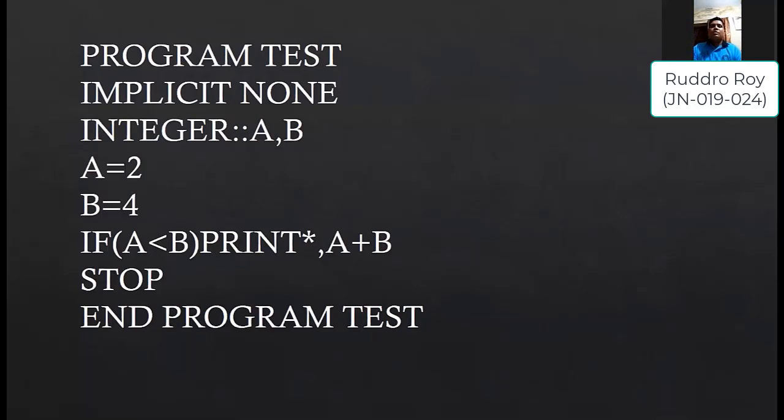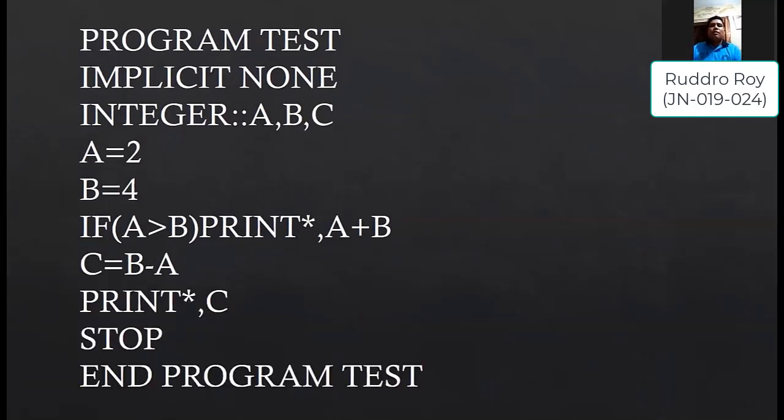Now I am going to give you an example. Here we can see two variables a and b, and they are integer data type. Assume that a is equal to 2 and b is equal to 4. You can take this input by using a read statement. Here the logical expression is a less than b, and if it is true, then print a plus b. Here the logical expression is true, so we print a plus b. That means 4 plus 2 is equal to 6. The output of this program will be 6.